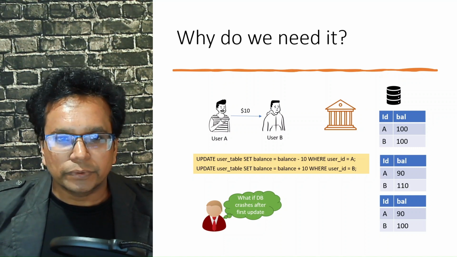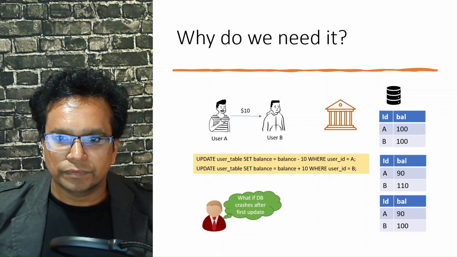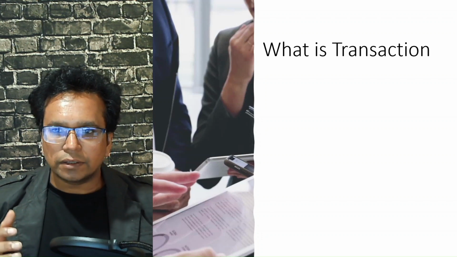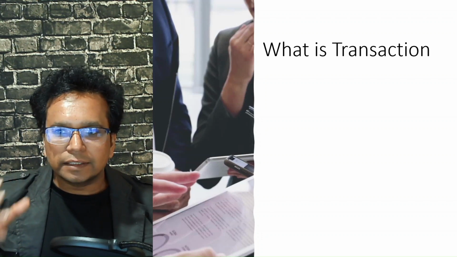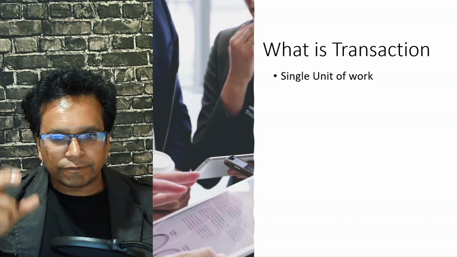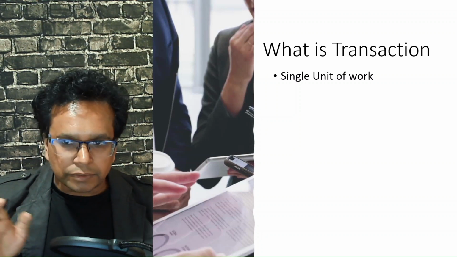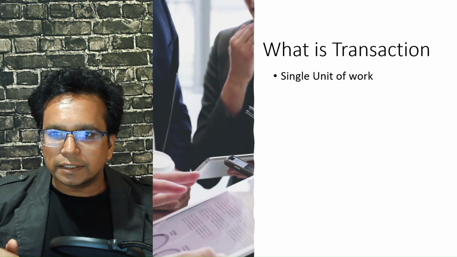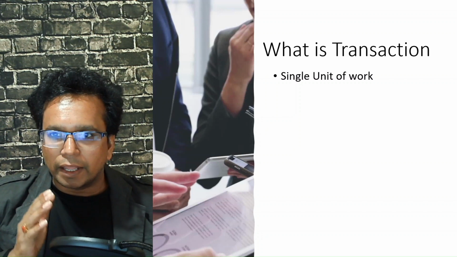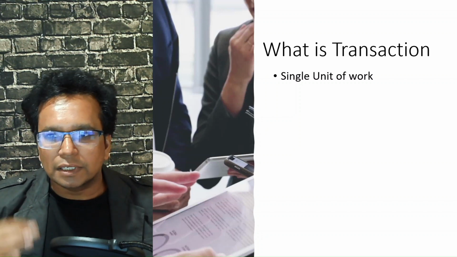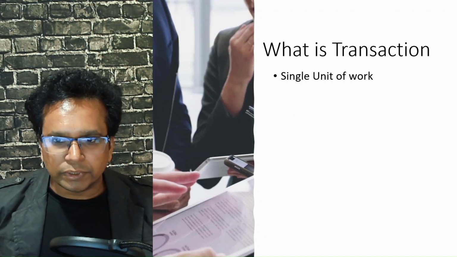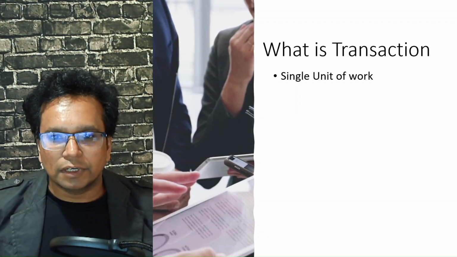Now let's take a look to understand what a transaction is. In a transaction, you typically have a set of steps, right? And they are executed as a single unit of work. So if any one of the steps fails, the entire transaction is rolled back, meaning that all the changes made up to the point of failure are undone and the database is left in its original state. This ensures that the database remains consistent and accurate even in the face of errors or failures.